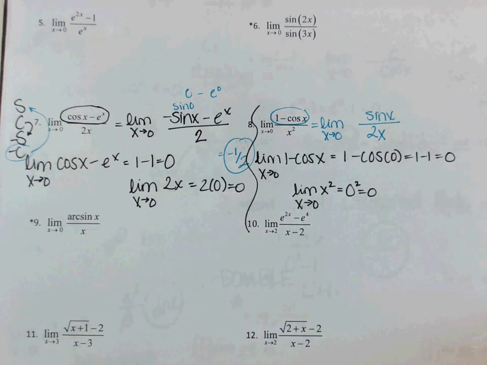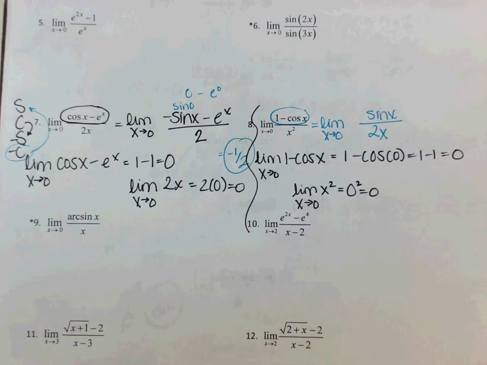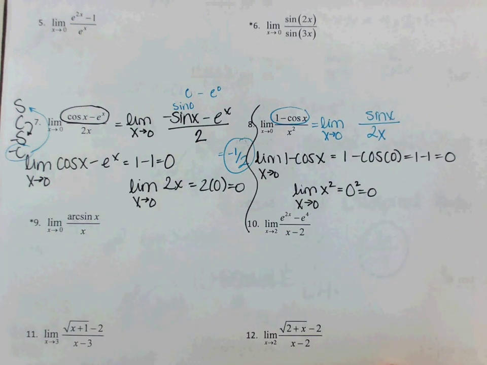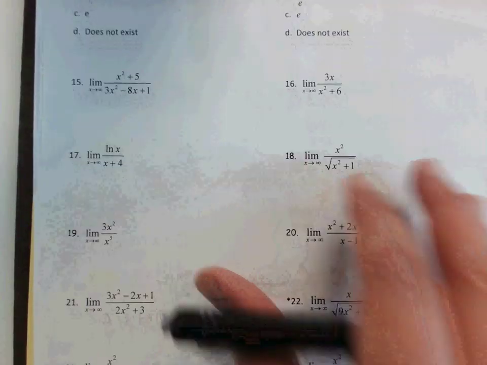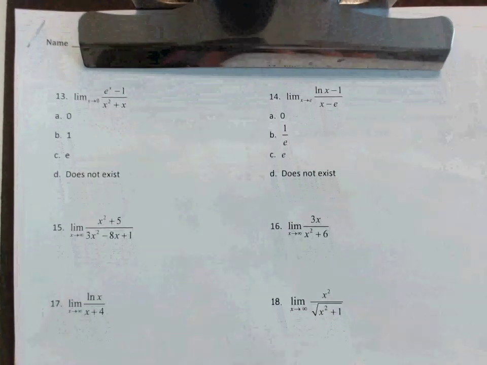Okay. Turn over to the back. We said 13 and 14, right? Okay, 13, take a look at it, please. First thing you should have done is found your limits separately.